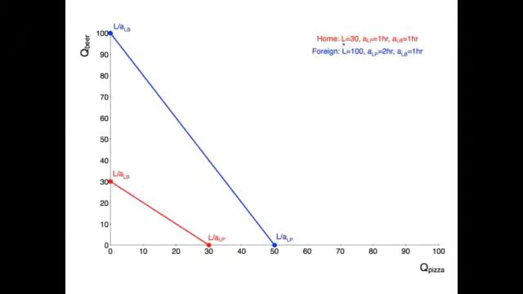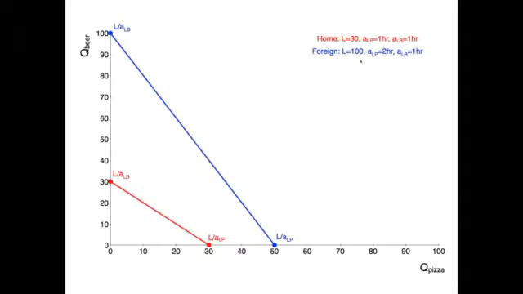We have that the home country has 30 labor hours available to them. It takes 1 hour to produce a pizza and 1 hour to produce a beer. So if we take that amount of labor and the unit labor requirement for the two commodities, we get that the home country can produce 30 pizzas if all of its labor resources are used in pizza production, and they can produce 30 beers if they allocate all of their resources to the production of beer.